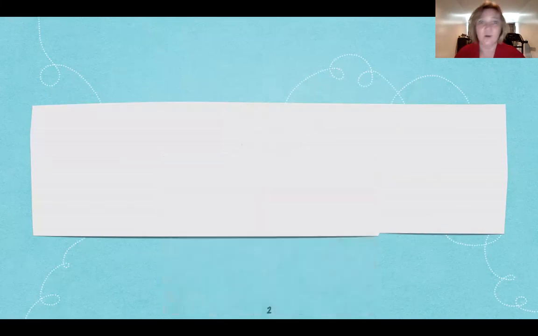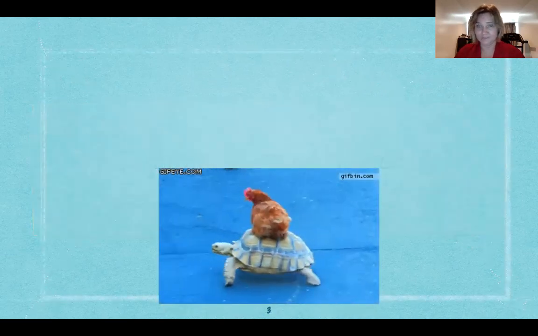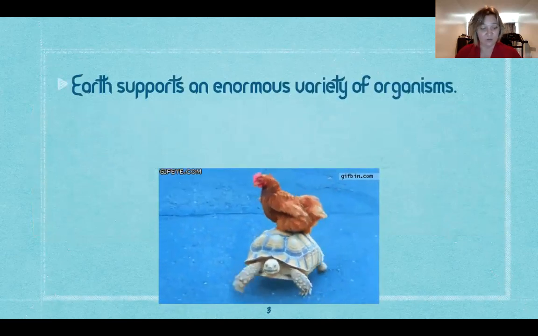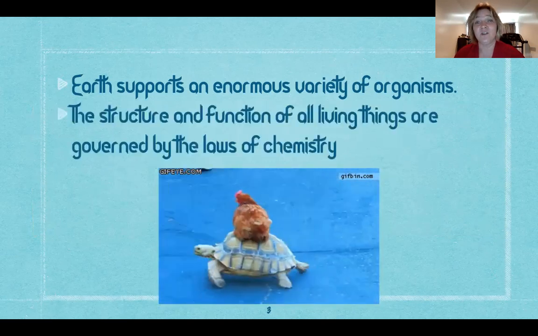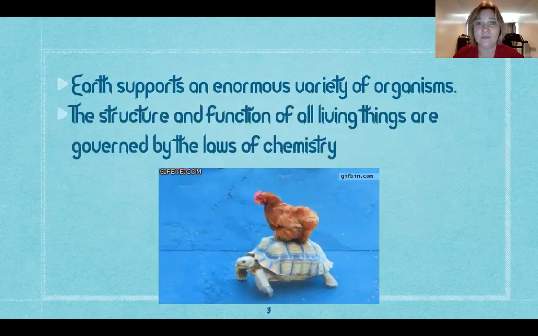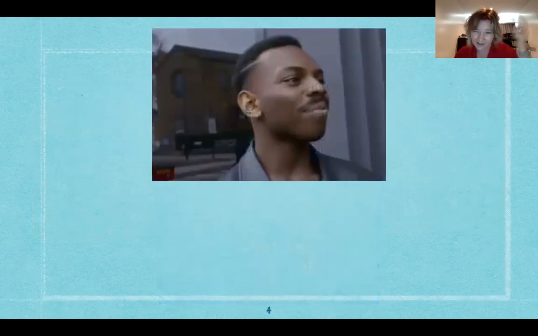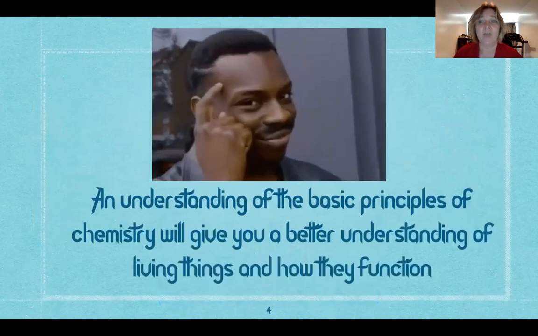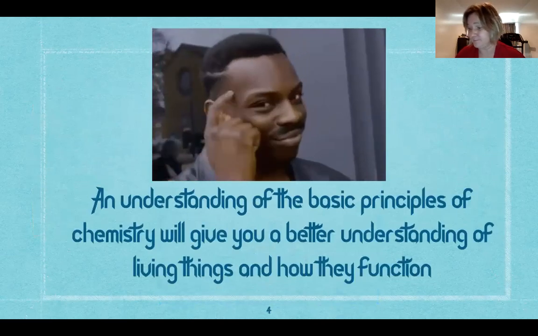Okay. So today's topic is the composition of matter. Now, Earth supports an enormous variety of organisms, two of which are the chicken and the turtle. The structure and function of all living things are governed by the laws of chemistry, which is why we have to make sure that we understand the basic principles of chemistry so that we have a better understanding of living things and how they function.